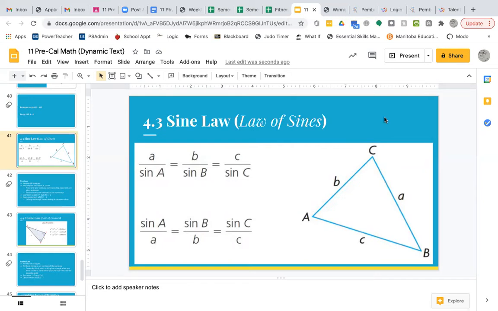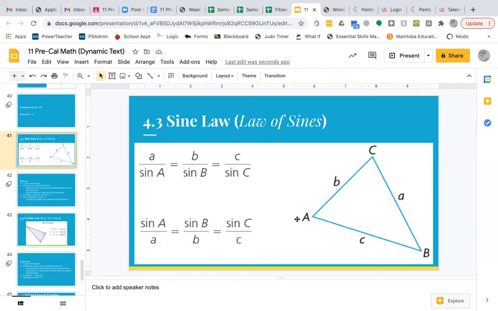Okay, I wrote it down. You will hear this as sine law or law of signs. It's the same thing. And both of those formulas, the top one and the bottom one, are equivalent. It's just easier when you have the unknown on top to solve. So if you're trying to solve an unknown side, use this one. Solving an unknown angle, use this one.